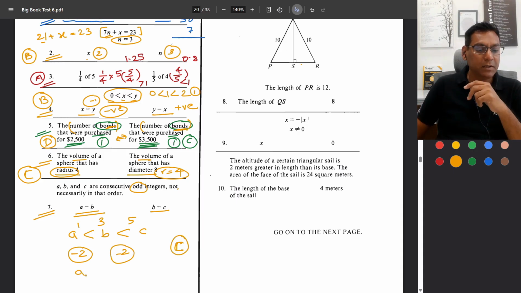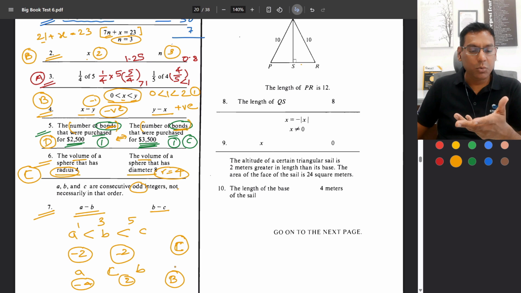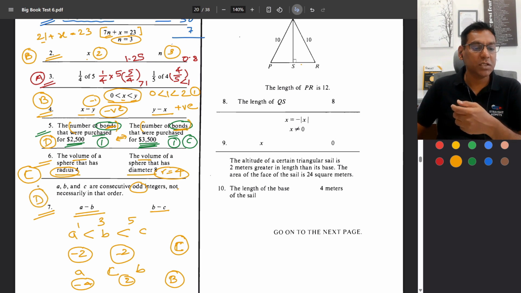Or obviously, if the order was different, like this, A minus B is going to be minus 4 and B minus C is going to be 2. I could have also got the answer choice as B. I don't know what that order is. I can't really determine. The answer is going to be answer choice D.